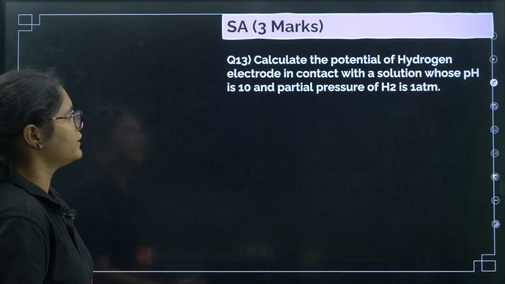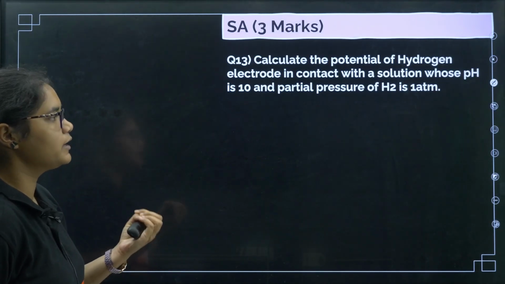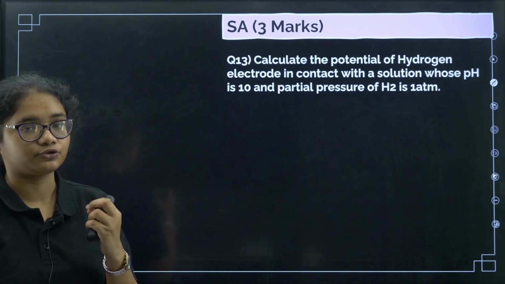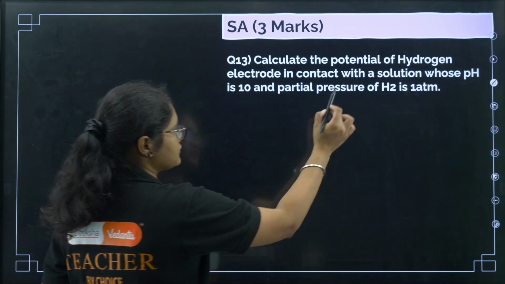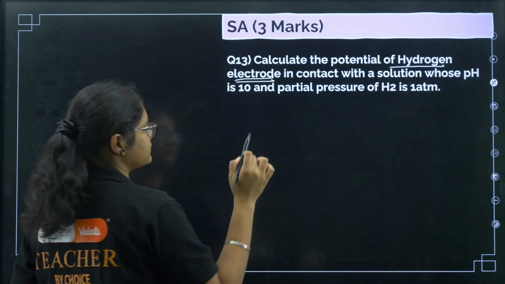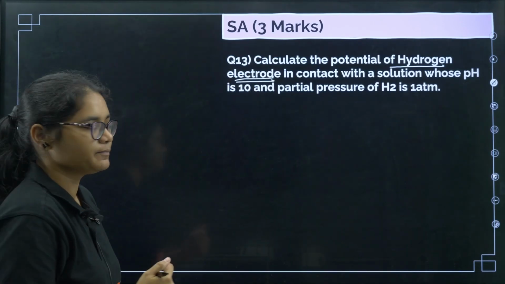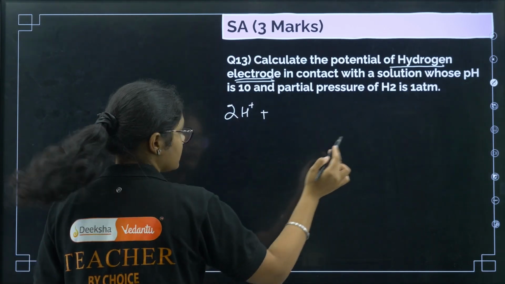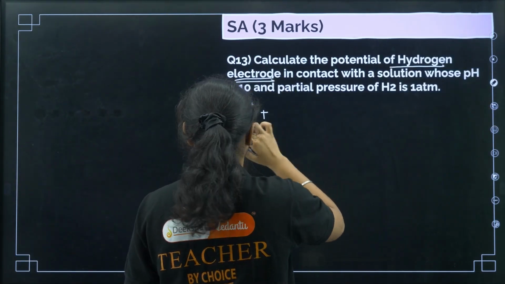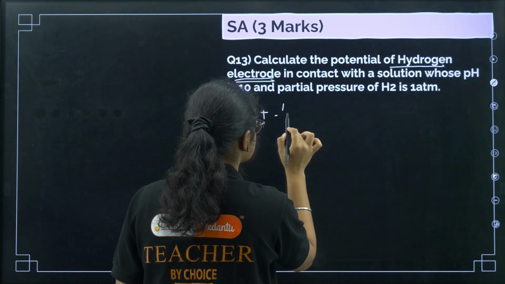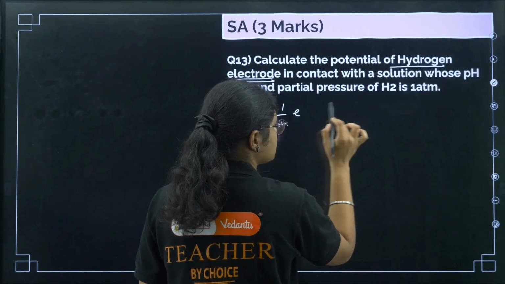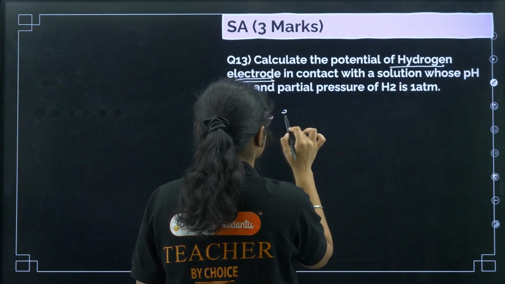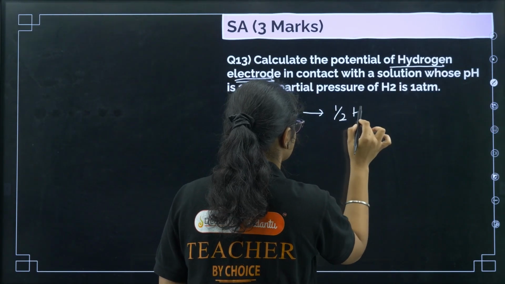Next question: calculate the potential of a hydrogen electrode in contact with a solution whose pH is 10 and the partial pressure of H2 is 1 atm. When you are asked to calculate the electrode potential, it is always the reduction potential. So what is the reduction of H2? I can write it in terms of only one H⁺: H⁺ plus 1 electron gives half H2, right.